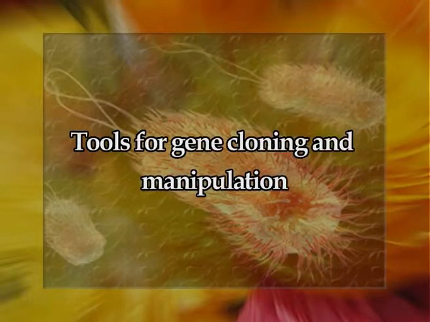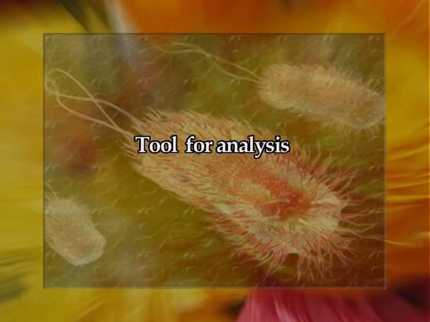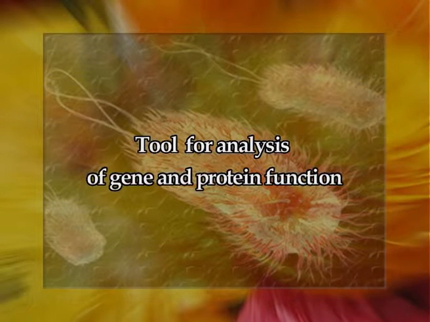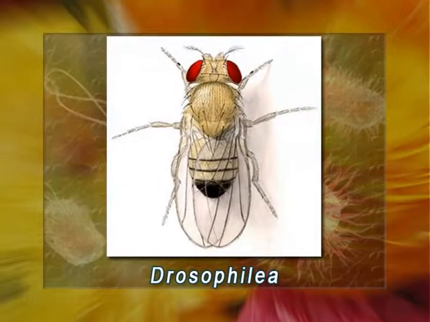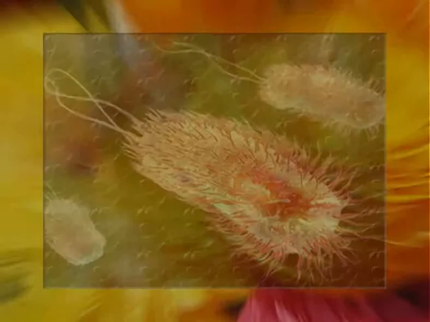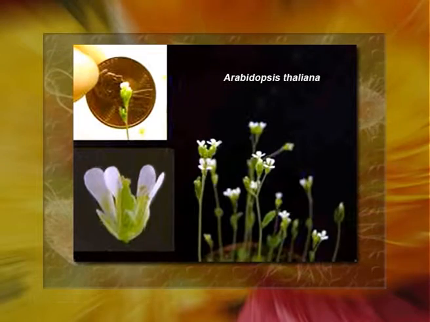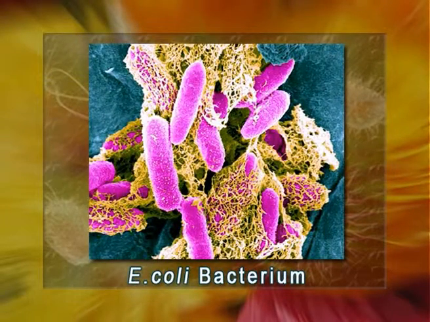The last application, that is not the least, tools for gene cloning and manipulation. Transposons can be used as a genetic tool for analysis of gene and protein function. The use of transposons is well developed in Drosophila, where P elements are most commonly used, and in Arabidopsis and bacteria such as E. coli.